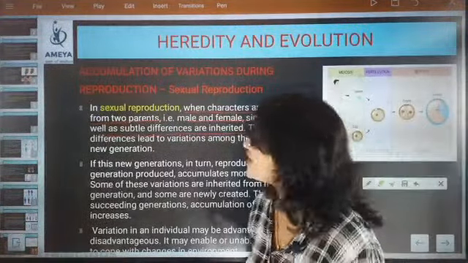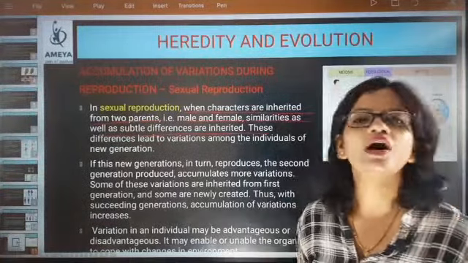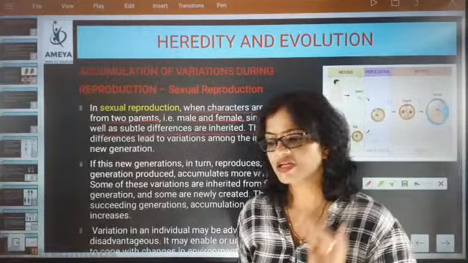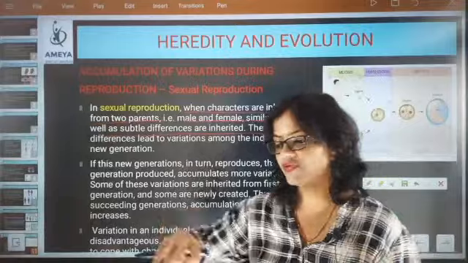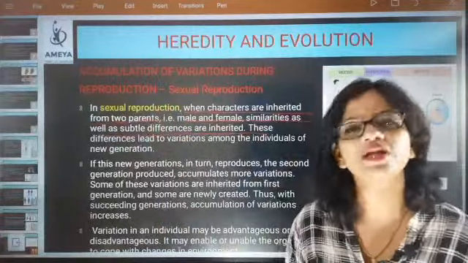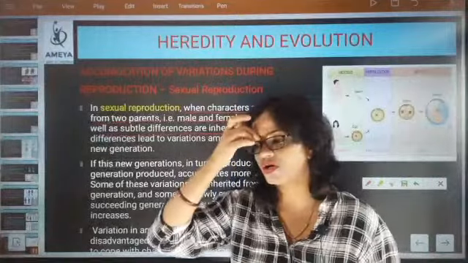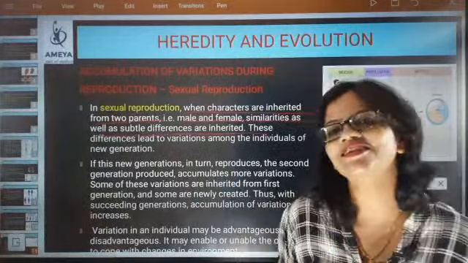Now next is variations, means subtle differences. Subtle differences means father is tall, mother is short, but the child will be of good height. So definitely a subtle difference between father and mother can also be inherited. The child may be short or the child may be tall. When the child is tall, you will say, hey, you are exactly like your father.